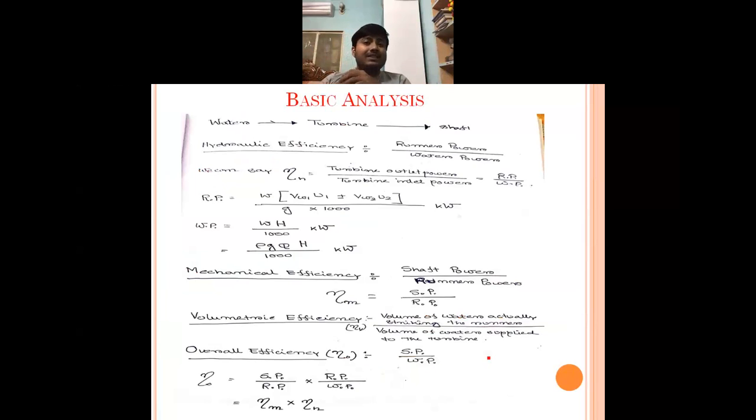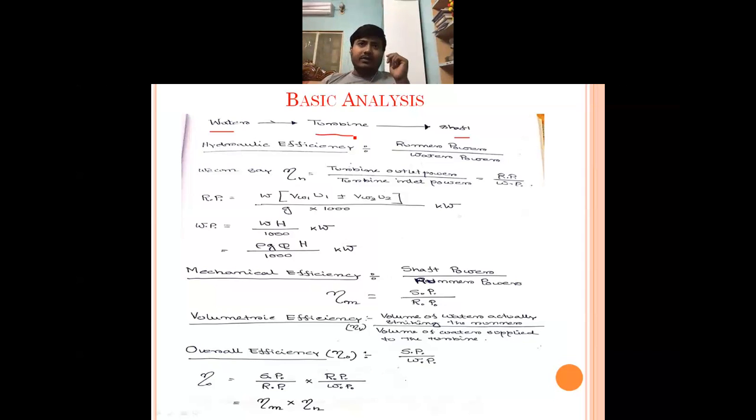Next, we will see the overall efficiencies of the turbines. First, you have to understand what is happening in the turbine. The water has some energy that is converted into another form of energy through the shaft, and this is done by the device known as the turbine. The water's energy enters the turbine, the turbine converts it into another energy, and that energy will be transmitted to the shaft.